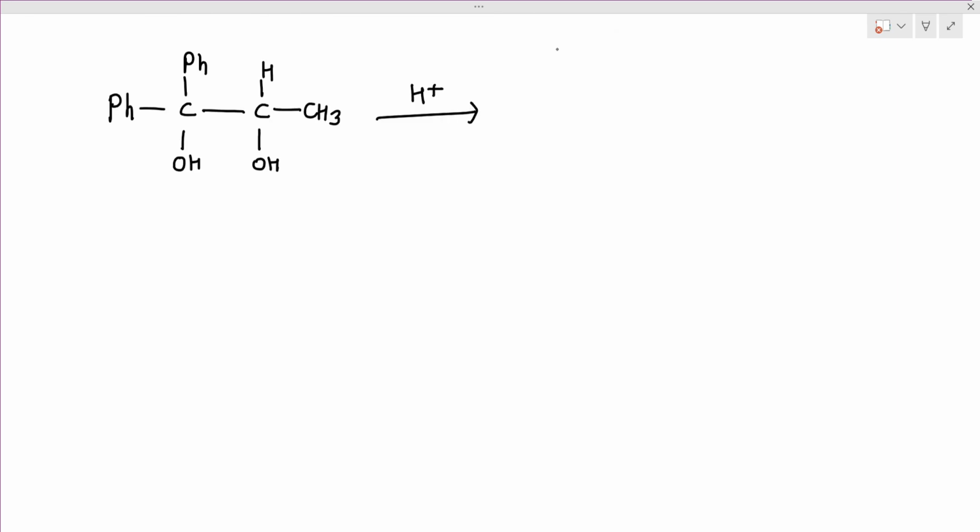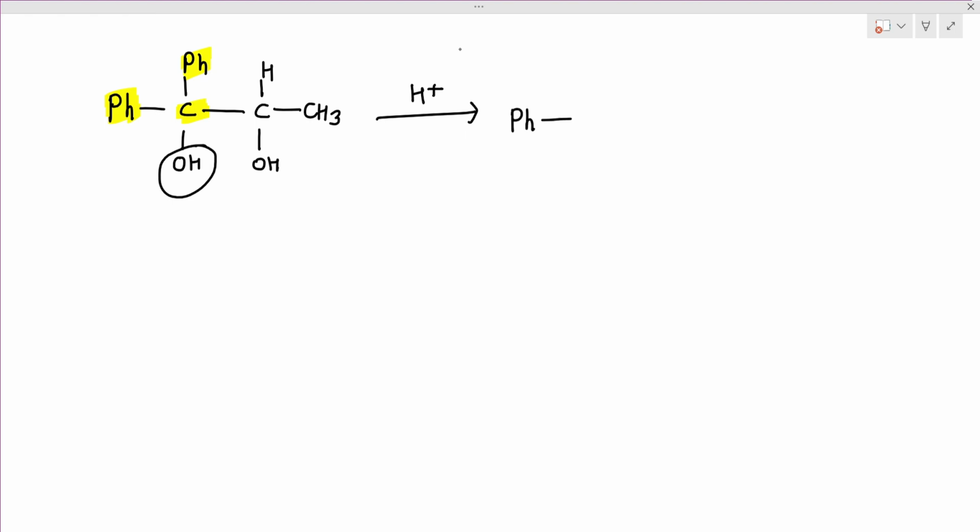See here, this example. On protonation, which OH group will get protonated? Always remember the protonation depends upon the stability of the carbocation. So we have to form that carbocation that is more stable. If the carbocation is formed at this position, then it will get stabilized by this Ph and this Ph. But if we form the carbocation at the next position, then this will not get so much stabilized. So we will have to protonate this OH group. So we are protonating this one.